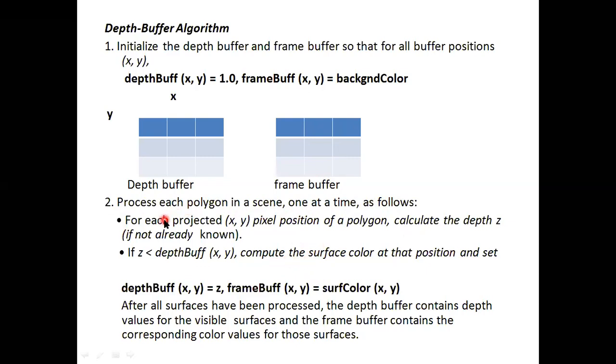Now come to this. For each projected XY pixel position on the polygon, we calculate the depth Z. If the Z is less than the depth buffer, we will compute the surface color at that position, and we will set the depth buffer of XY equal to Z and the frame buffer of XY equal to the surface color of XY.